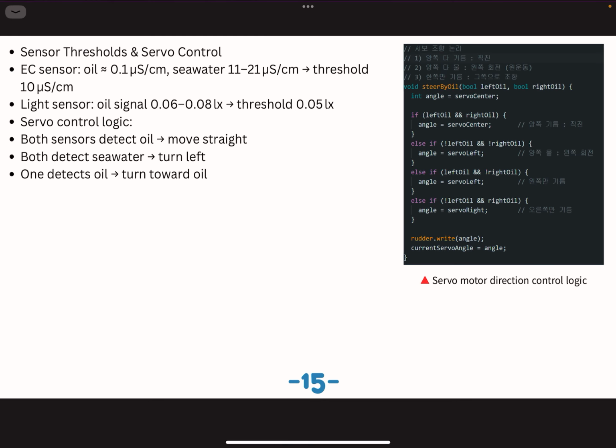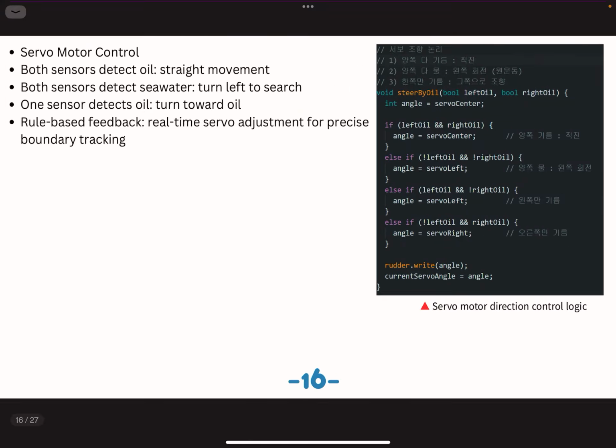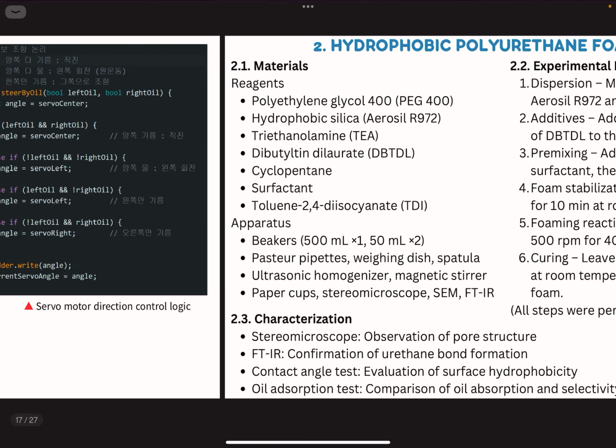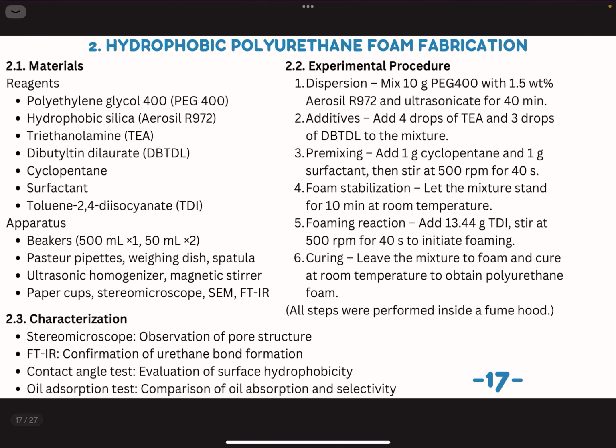We set thresholds: both oil, go straight; both seawater, turn left to search; one oil, turn towards that side, enabling simple autonomous navigation. In short, the servo direction is always decided only by the two EC sensors to keep tracking the oil-water boundary.